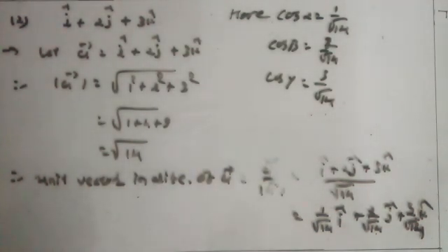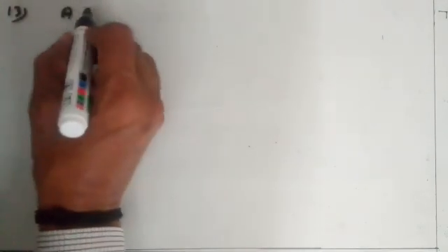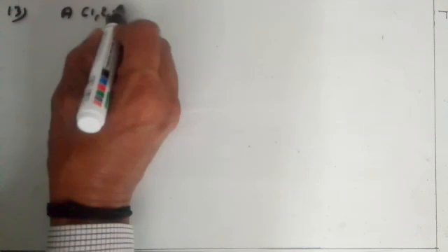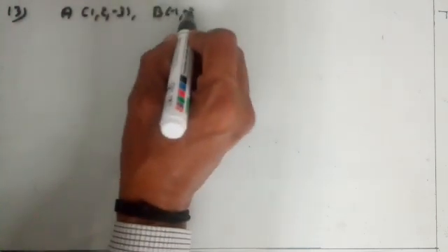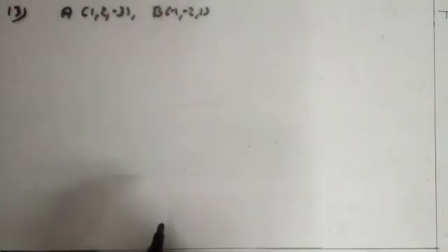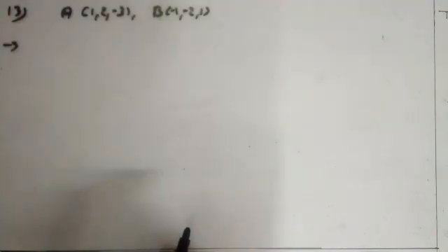Now question number 13. Find the direction cosine of the vector joining A (1, 2, -3) and B (-1, -2, 1), directed from A to B. First find vector AB.